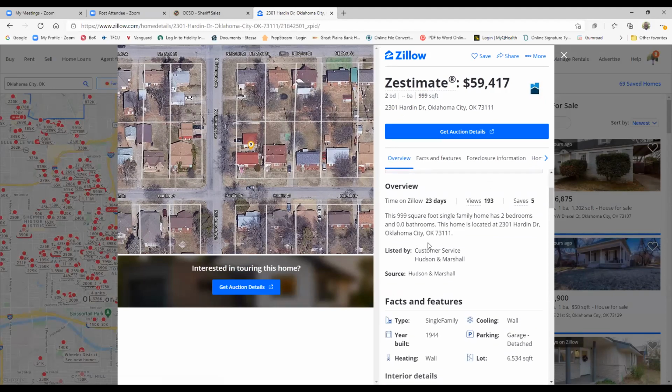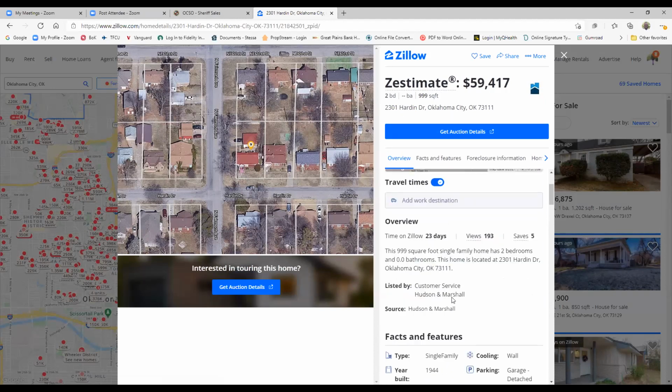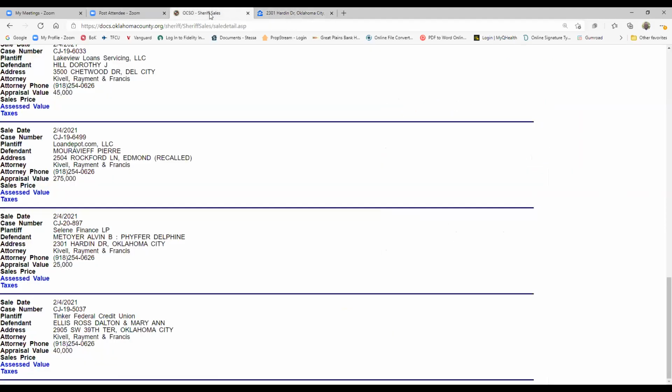This is a property that you could probably go over and pay cash for and get pretty easy. We don't have a picture. So if you had the cash, you might be able to go over and offer them, you know, $20,000, $30,000. I don't know what it looks like.